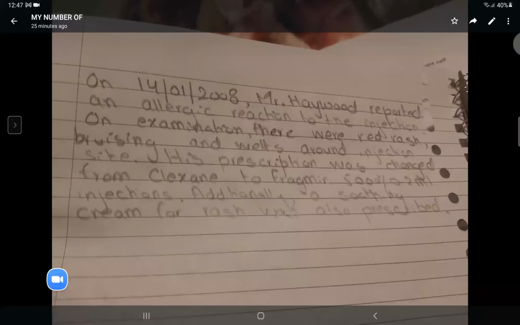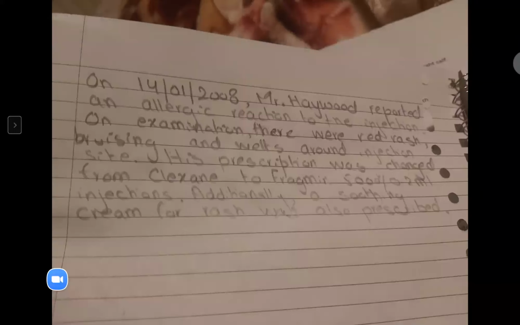Dr. Zahra, this is your last bit. You're saying on this date, Mr. Haywood reported an allergic reaction to the injection or examination. There were redness and all of this.